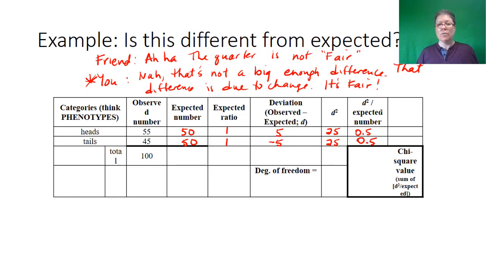We add these together. So this is your d squared divided by expected. Your chi-square is the sum of those. 0.5 plus 0.5 is 1. This is your chi-square value. Now, in order to move forward, we need to know the degrees of freedom. Right? Number of categories minus 1.